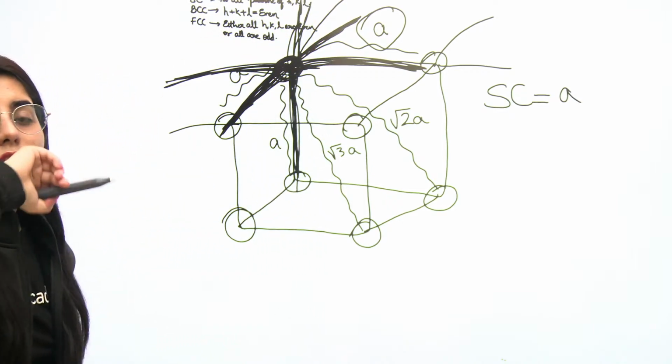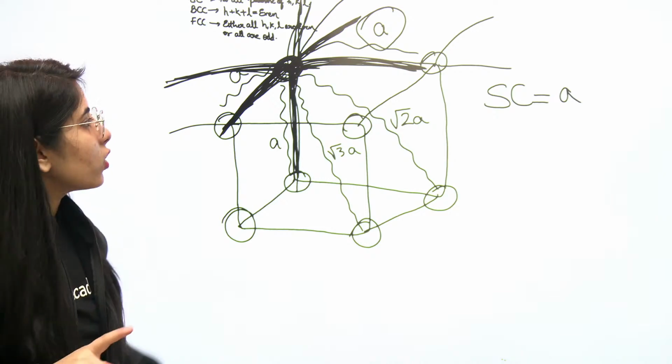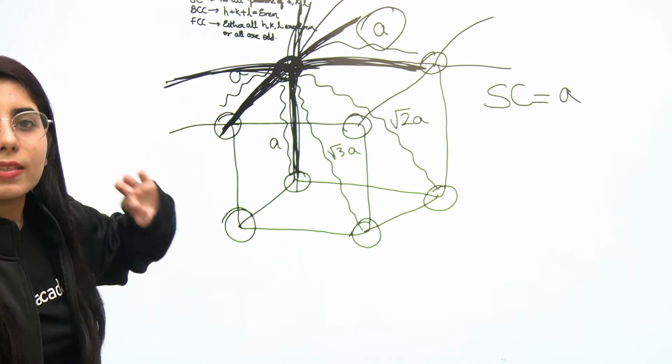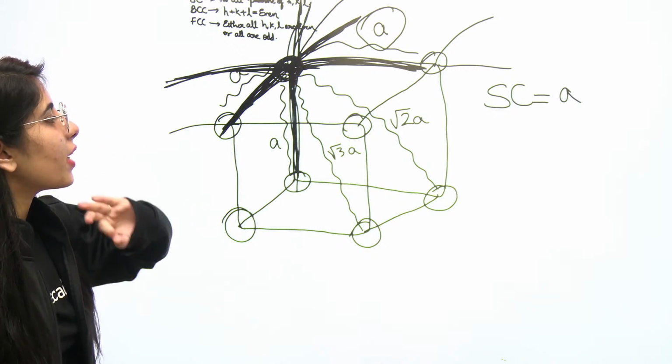So how many such atoms at a distance A will it have, or will it be connected to? 6. So the number of nearest neighbors is 6. That's how you can find it for any such case.